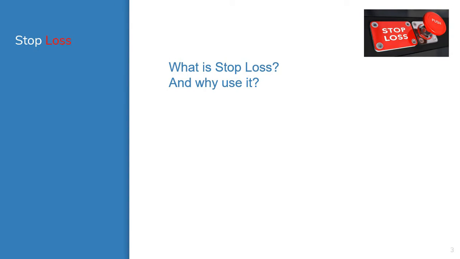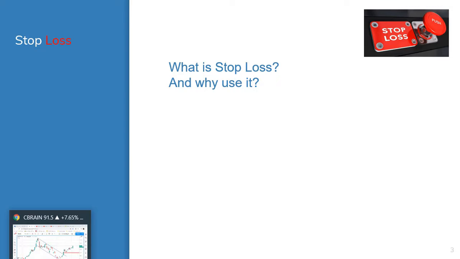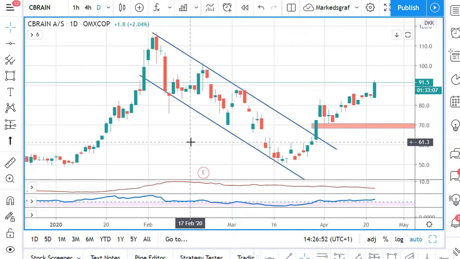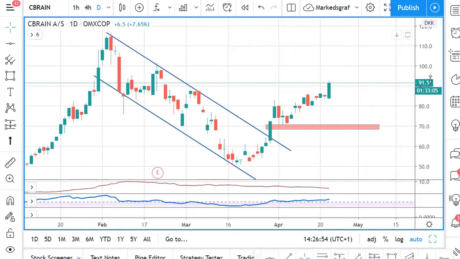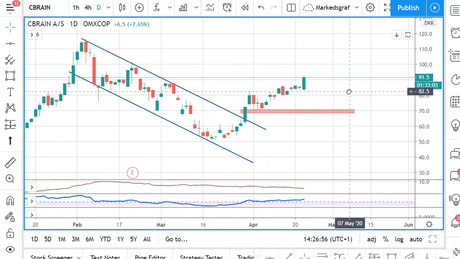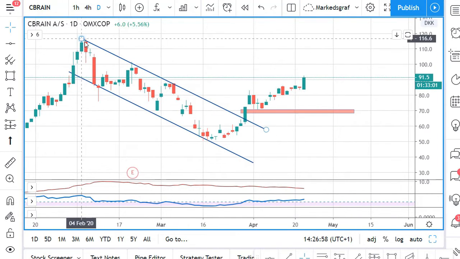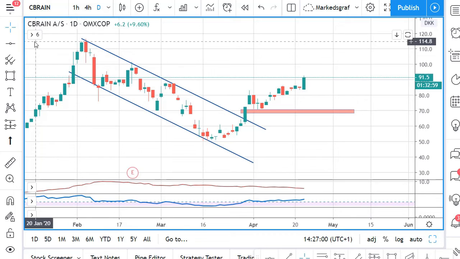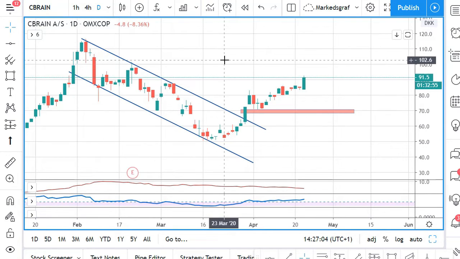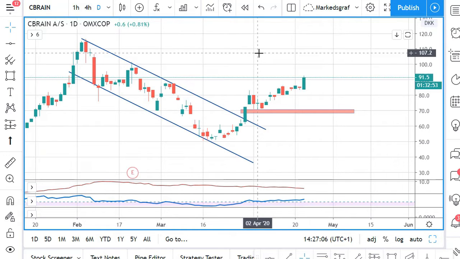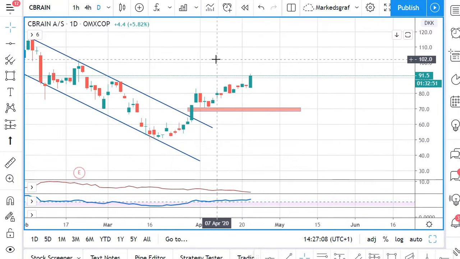So, what is a stop loss and why should we use it? Well, let's jump right into my charting package here, TradingView. That is my favorite charting tool. And here we have a Danish stock. Not many people outside Denmark know it, I think, but it's called Cbrain. It doesn't matter because this is in principle and it goes for all stocks.